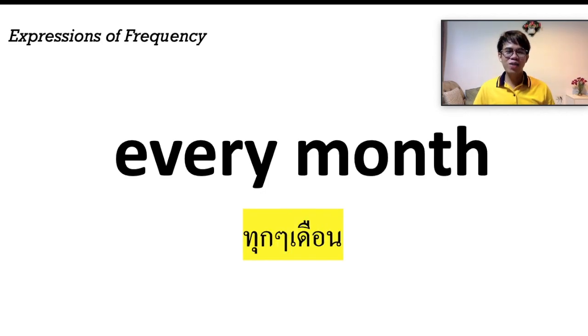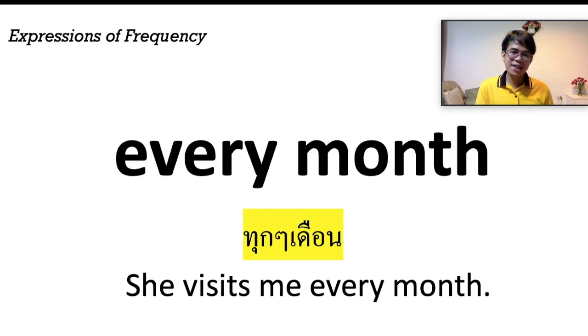The next one we have is every month. Every month in Thai is this one, tuk duan, right? I'm not sure if I read that correctly. So every month, we have here a sentence: She visits me every month. When we say visits, she comes to you. That person is coming to you every month.